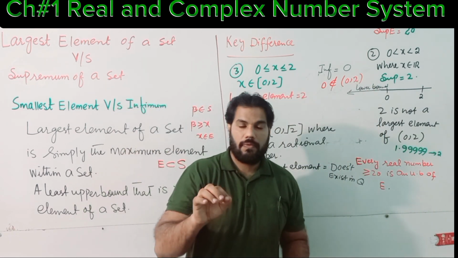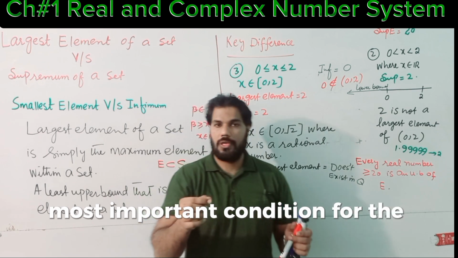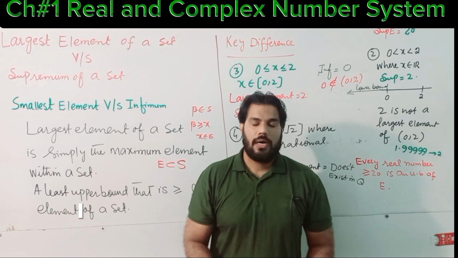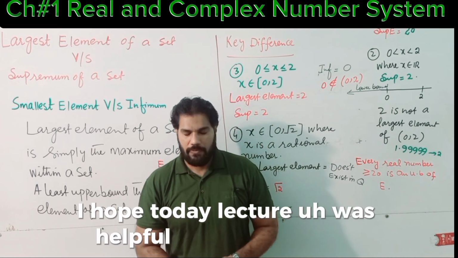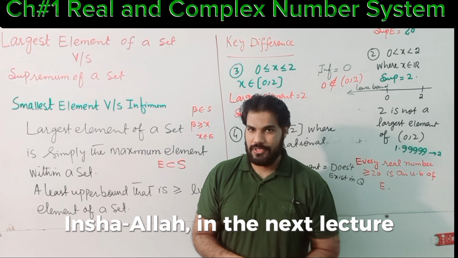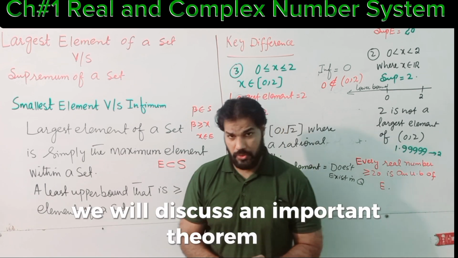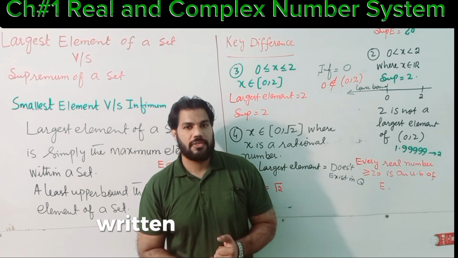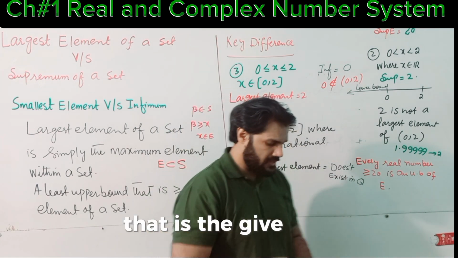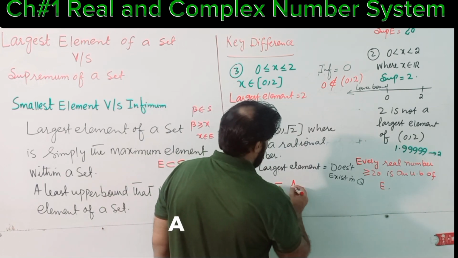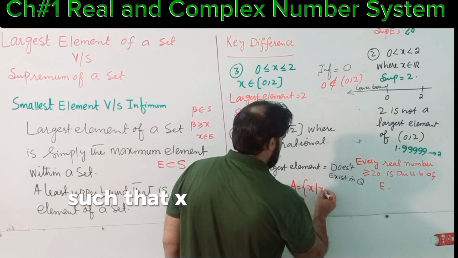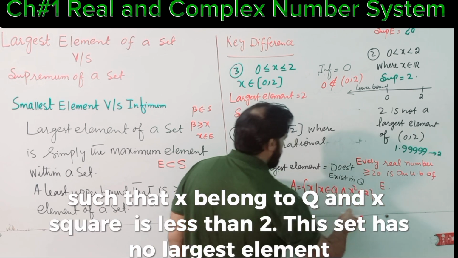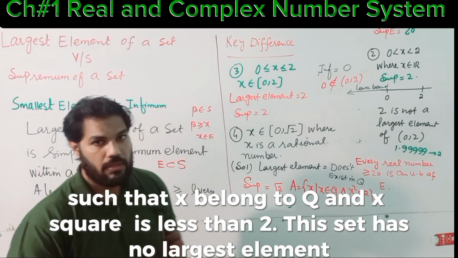So the most important condition for the largest element and the smallest element is that they always belong to that set. I hope today's lecture was helpful for you. Inshallah, in the next lecture, we will discuss an important theorem from the book Principles of Mathematical Analysis written by Walter Rudin, that this given set A, where A is the set of x such that x belongs to Q and x squared is less than 2, has no largest element.